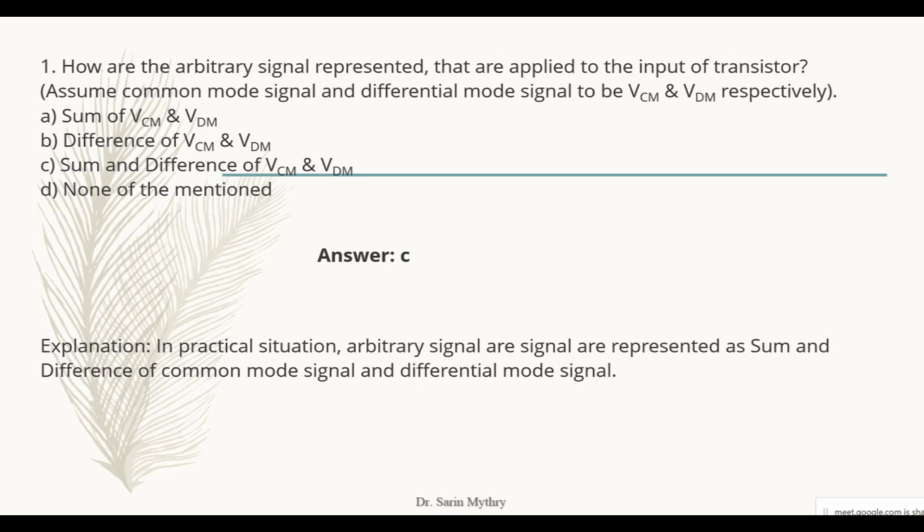So whenever these arbitrary signals are given to the input of a transistor, definitely the answer is going to be the sum and difference of the VCM and VDM. It will be taking the sum and difference both of the VCM and VDM. Explanation C. Now in a practical situation, arbitrary signals are represented as sum and difference of common mode signal and differential mode signal. So whenever we talk about a practical scenario, it will be the sum and difference of the VCM and VDM.